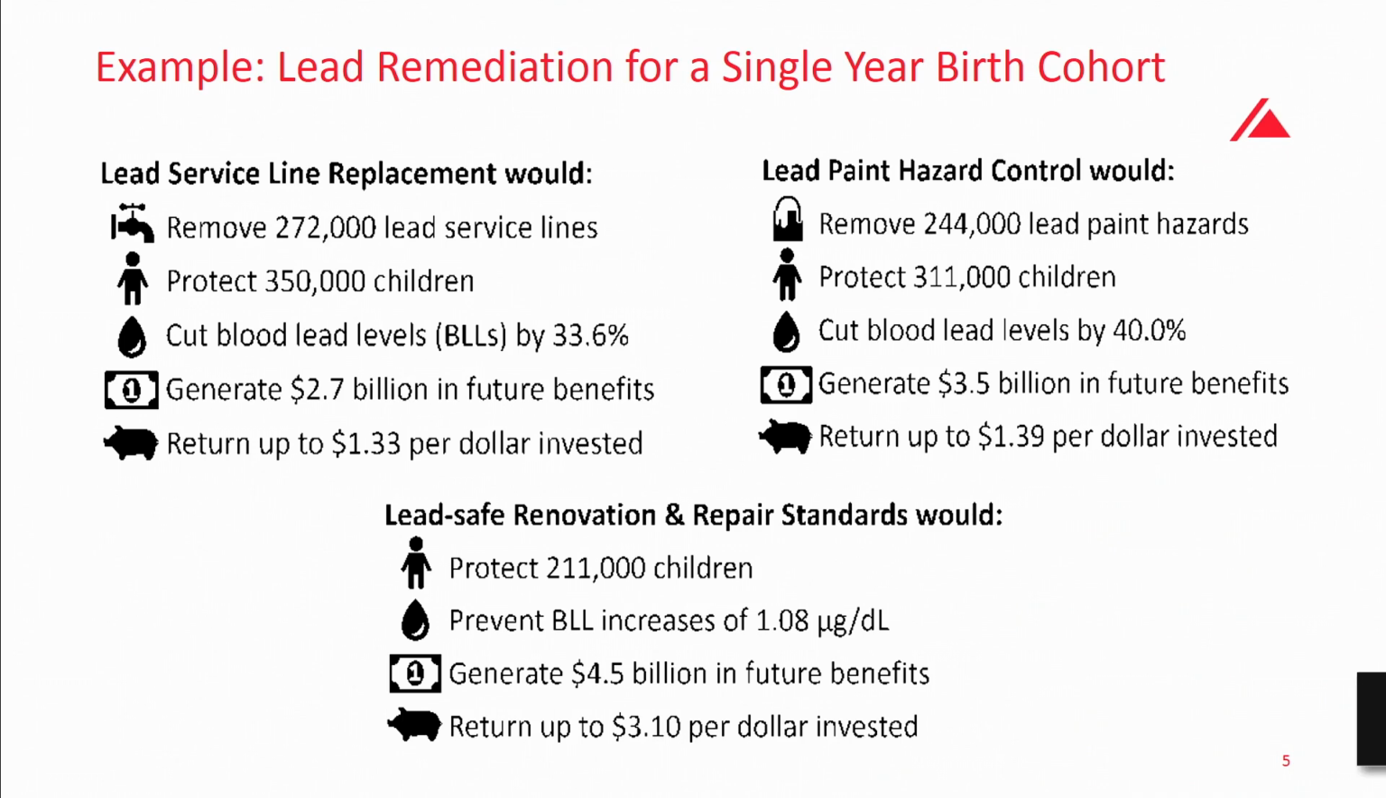We have looked at the impact of reducing the exposure of children to lead poisoning in three particular interventions, looking at lead water service line replacements, lead paint hazard control, that is controlling the exposure to lead paint in older houses, and lead-safe renovation and repair standards, that is using lead-safe standards when an older house is being repaired that may have lead in it. In each of these cases, you see a fairly significant improvement in blood lead levels and resulting health. You also see that in each case you get a positive return on investment for the investments in those interventions.